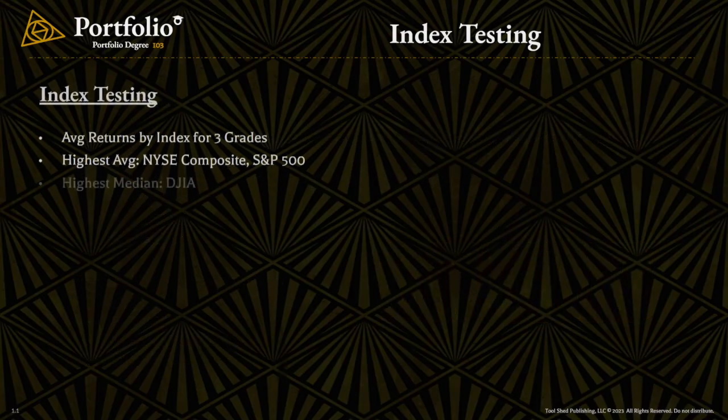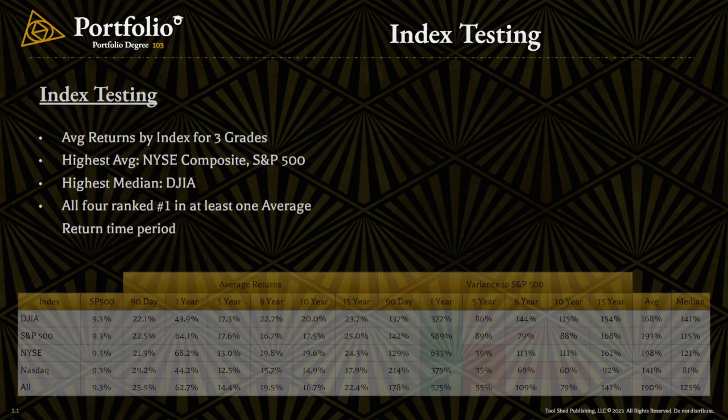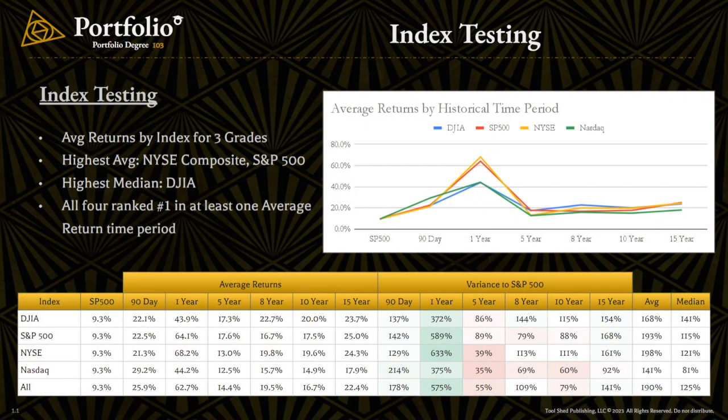Taking a look at the results, there's really not a noticeable difference between them. The best performing in terms of the highest average were the New York Stock Exchange Composite and the S&P 500. The median was the Dow Jones Industrial Average, and each of them for at least one of the time periods did rank as the number 1 index. So we leave the default in our reporting as the S&P 500.